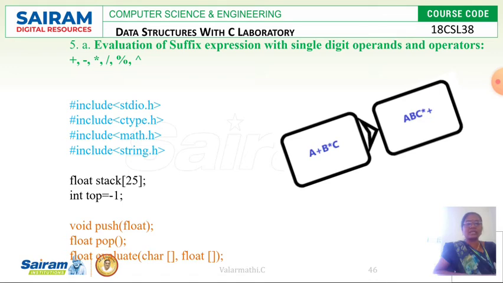Then what is the next task? Variable declaration. Here, according to this example, the stack has 25 elements of capacity. So it is declared as float stack of 25. Then what is the next point? Top should be initialized as -1 because in the initial state the stack is empty.